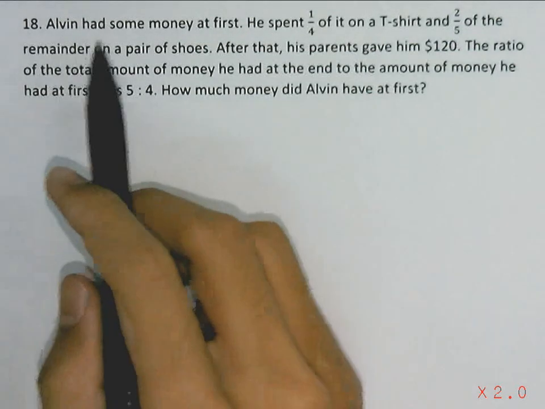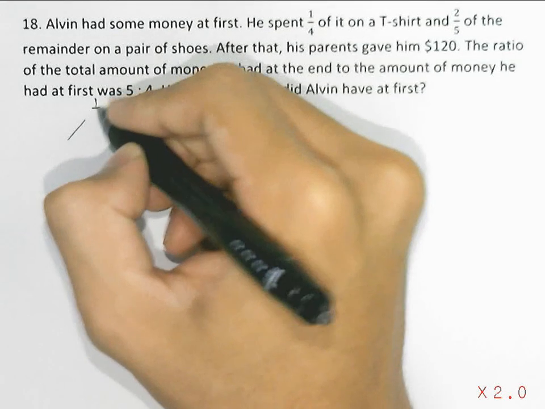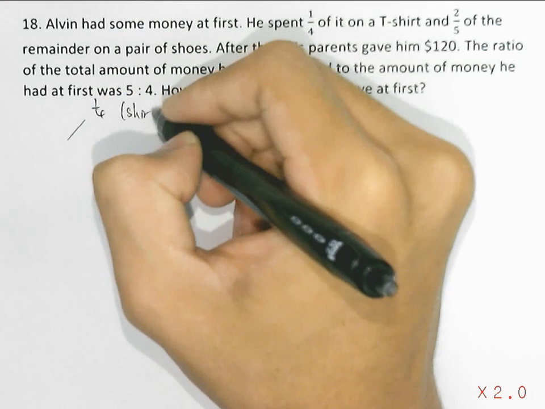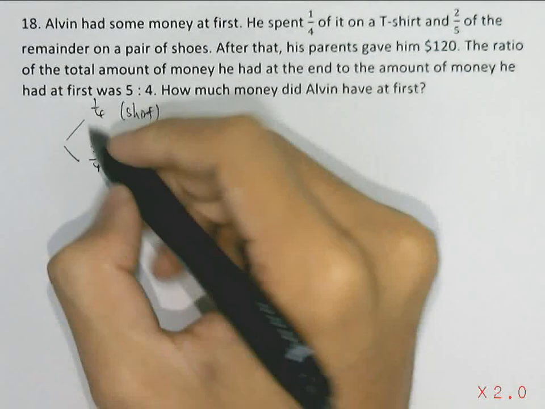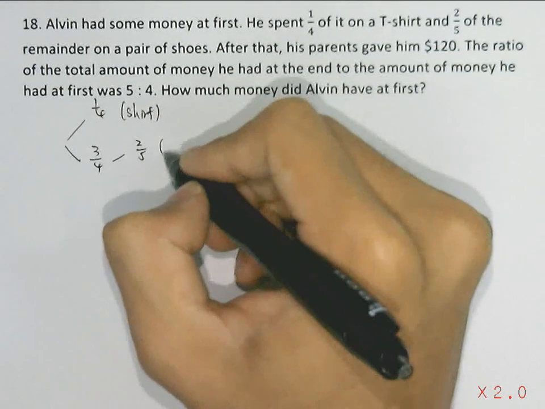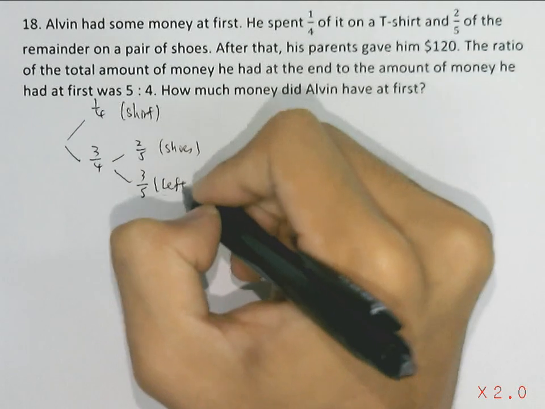So Alvin had some money at first. He spent 1/4 of it on a t-shirt. So 1/4 on the t-shirt, and the remaining will be 3/4. Then he spent 2/5 of the remainder on shoes, and what's left will be 3/5 of that.